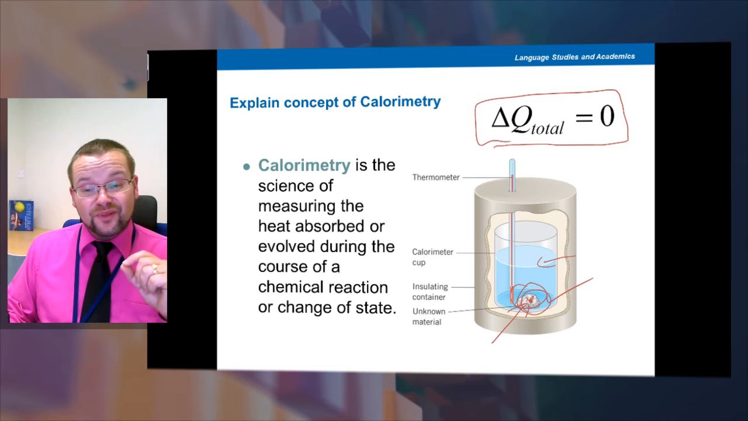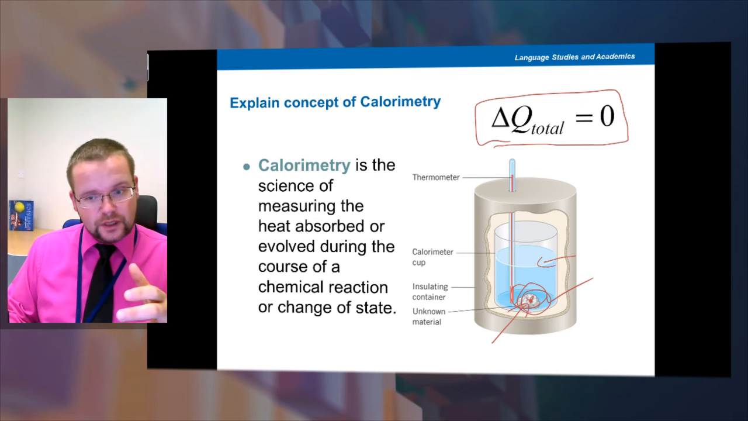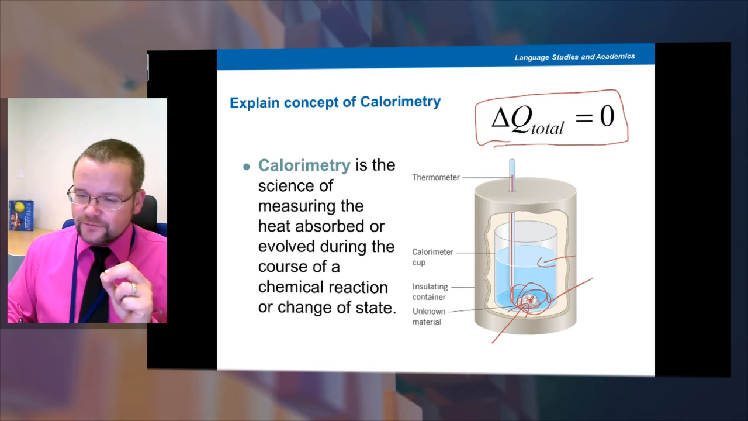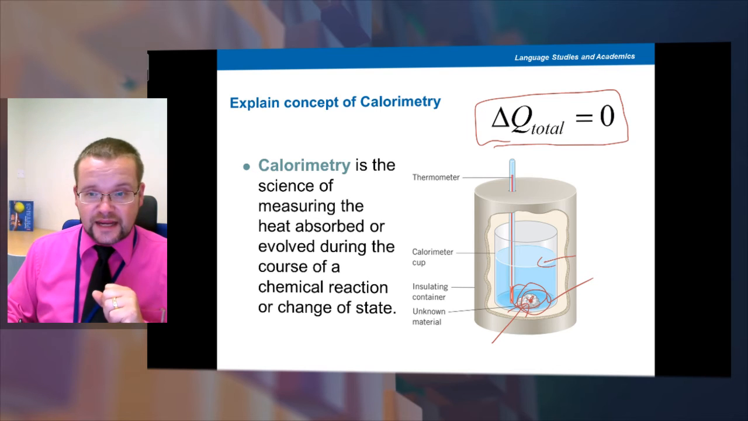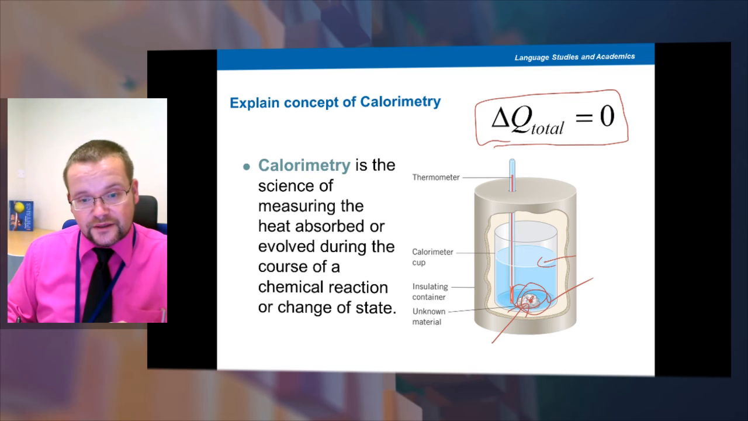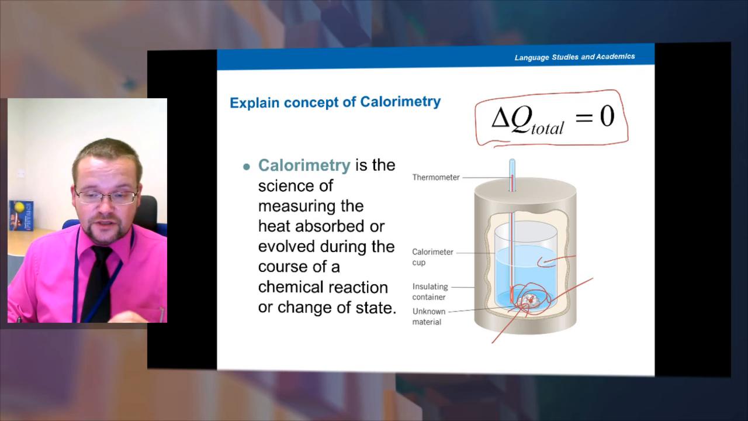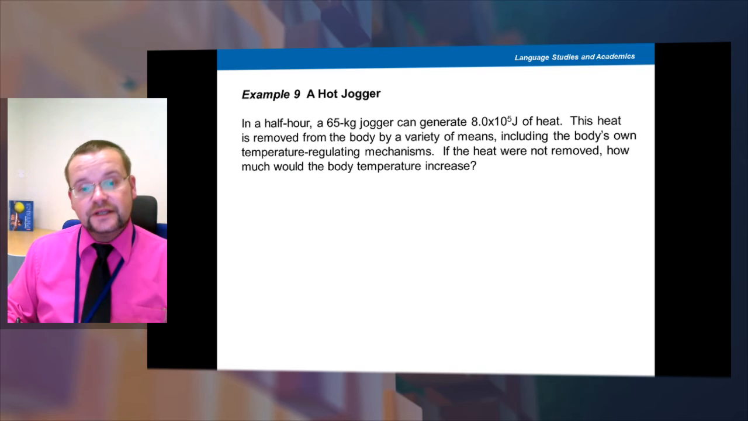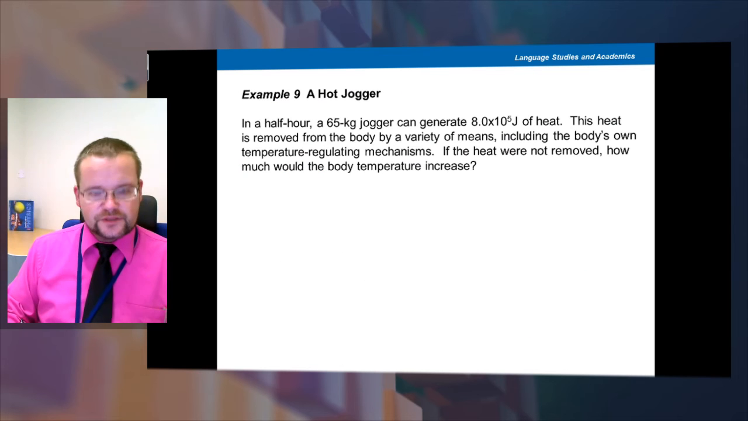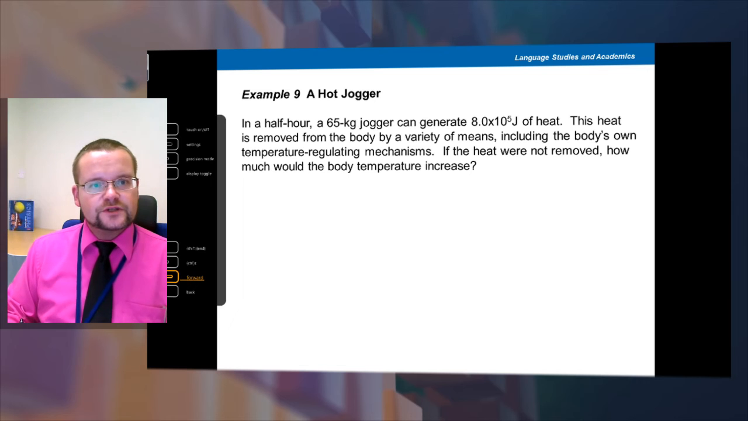When we drop the hot metal into the water, the energy stored in the metal will be given to the cooler water, and at some point they'll reach an equilibrium temperature. If the conservation of energy stands, the energy donated equals the energy gained. So the energy lost equals the energy gained. Let's take a look at this in action with a question.